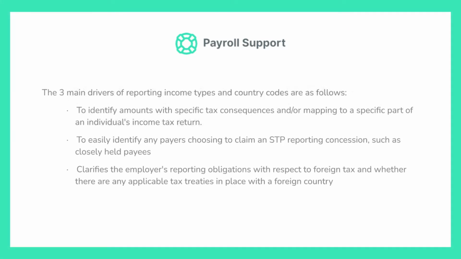The three main drivers of reporting income types and country codes are as follows: to identify amounts with specific tax consequences and/or mapping to a specific part of an individual's income tax return; to easily identify any payers choosing to claim an STP reporting concession, such as closely held payees; and to clarify the employer's reporting obligations with respect to foreign tax and whether there are any applicable tax treaties in place with a foreign country.